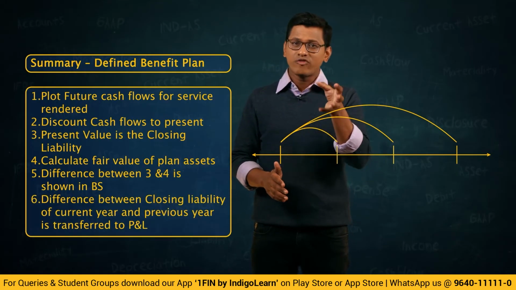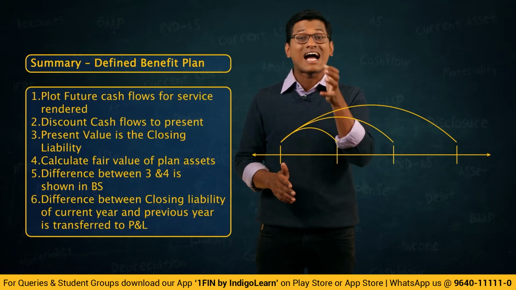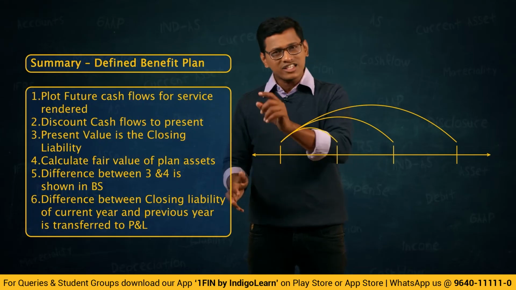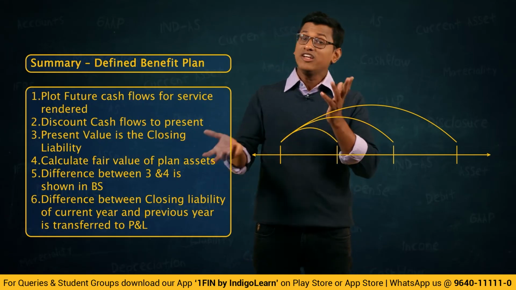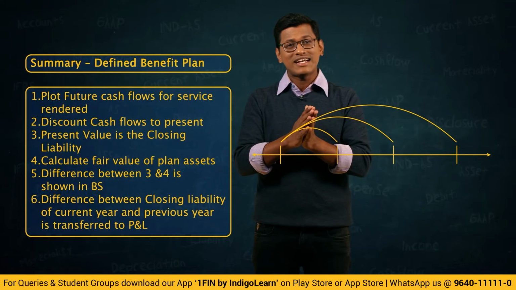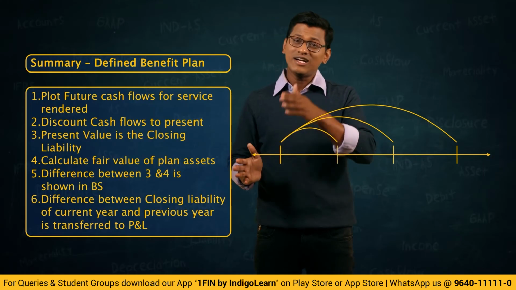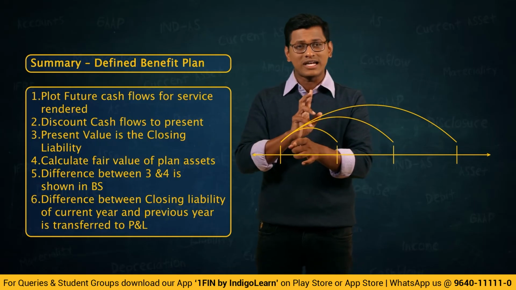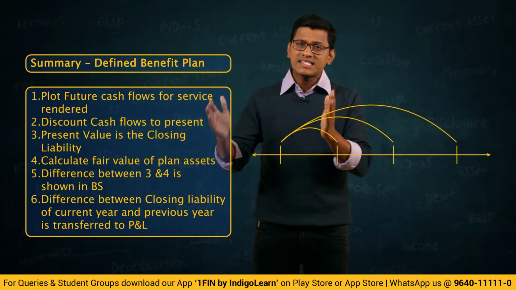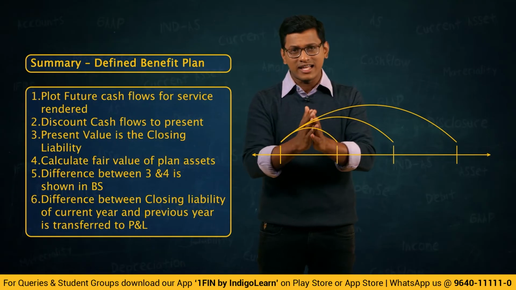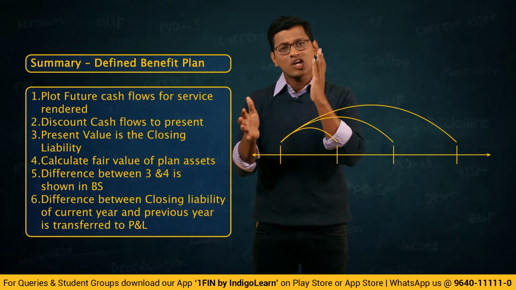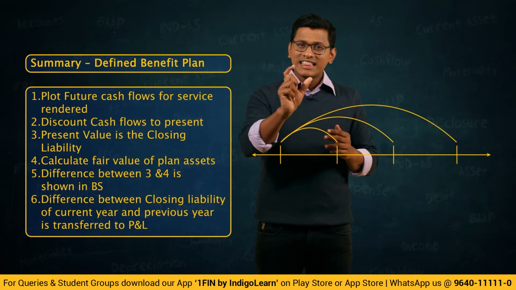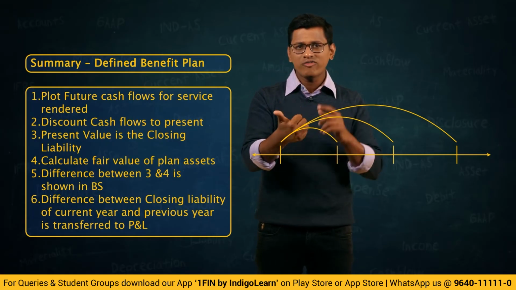I am repeating, if closing obligation at the end of the current period is 100, and closing obligation at the end of the previous period is say 70, 30 should be debited to P&L. If it is the other way around, closing obligation at the end of the previous year was 100, at the end of the current period is 70, then 30 will be credited to P&L, right? Now, this amount which is going into P&L, which is the difference between closing obligation of the current period and closing obligation of the previous period, is the net adjustment of 1.